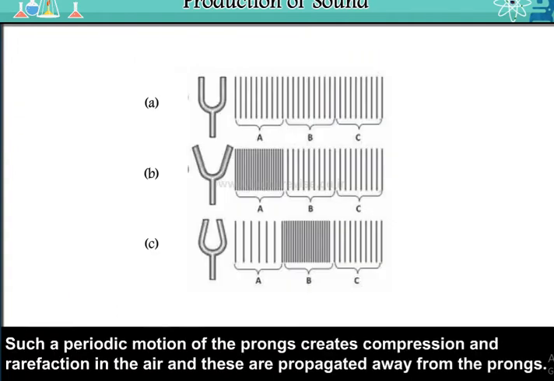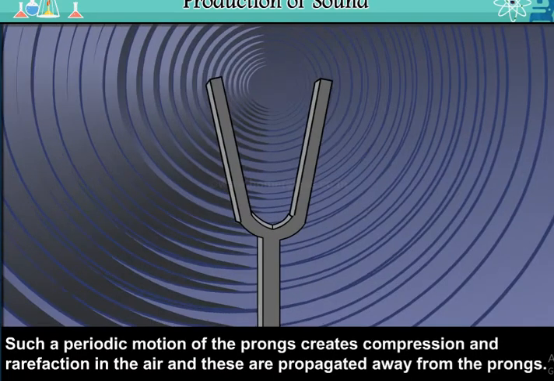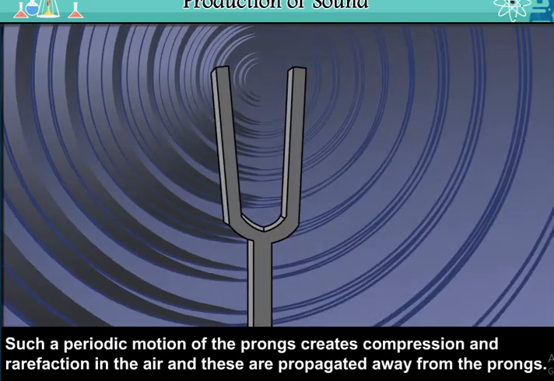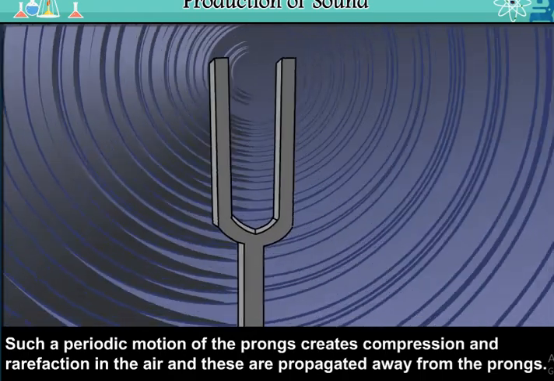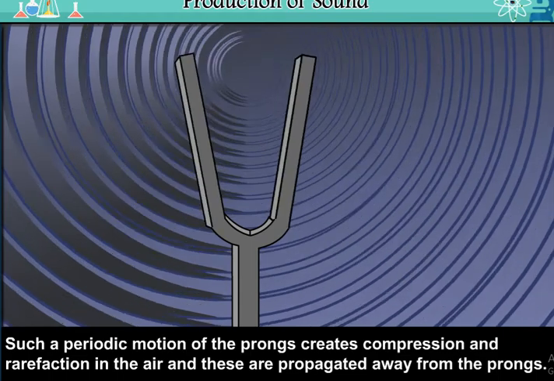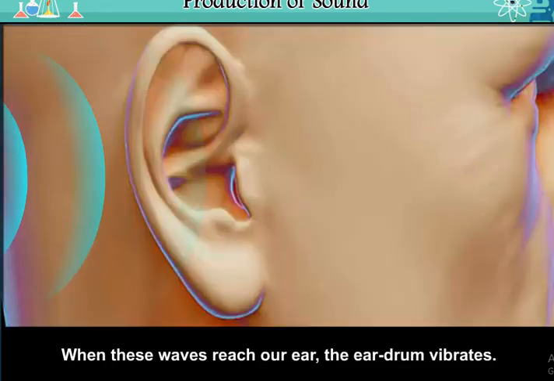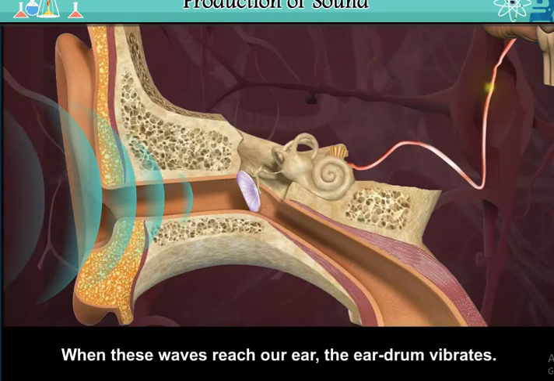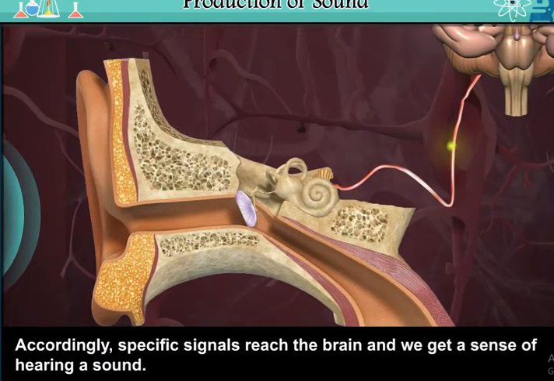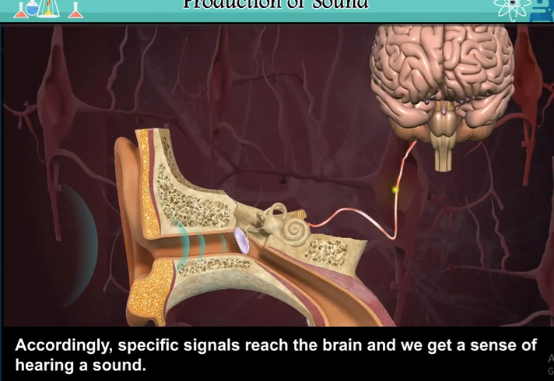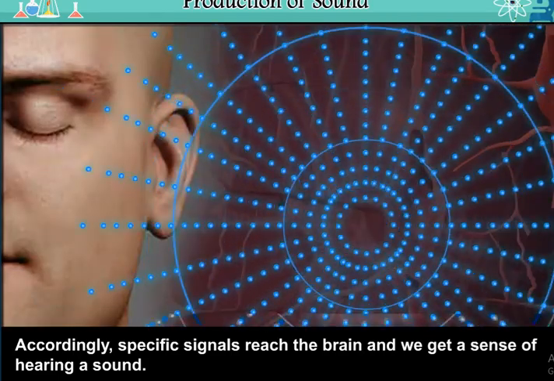See figure C, region B. Such a periodic motion of the prongs creates compression and rarefaction in the air, and these are propagated away from the prongs. These are nothing but the sound waves. When these waves reach our ear, the eardrum vibrates. Accordingly, specific signals reach the brain and we get a sense of hearing a sound.